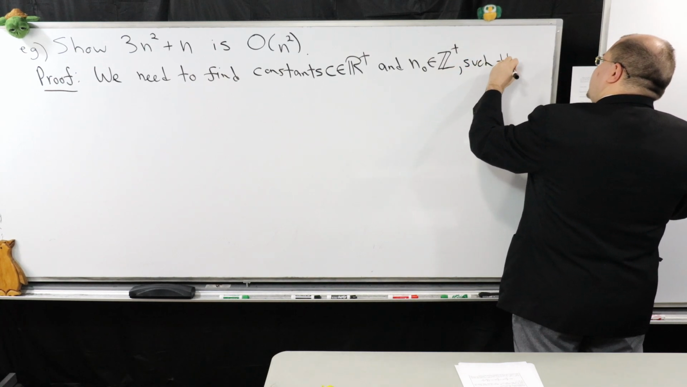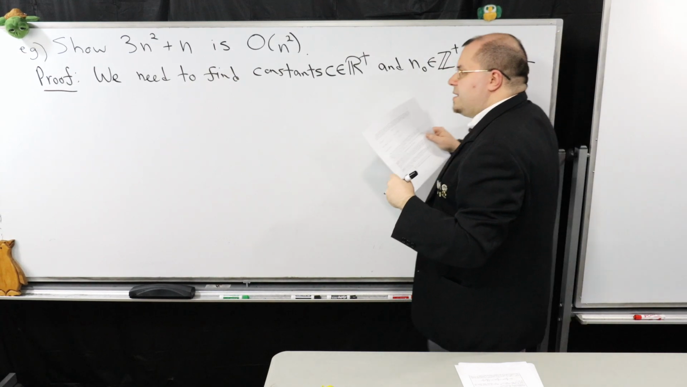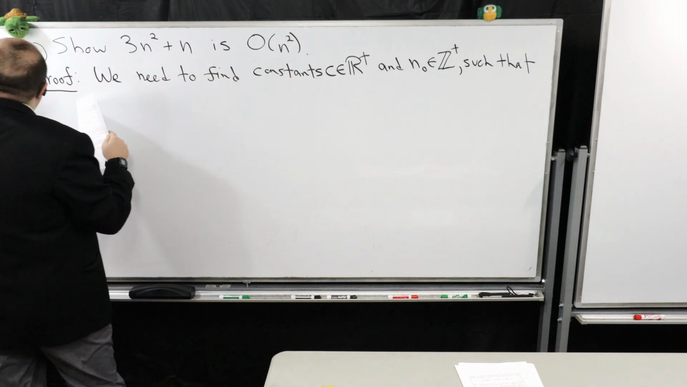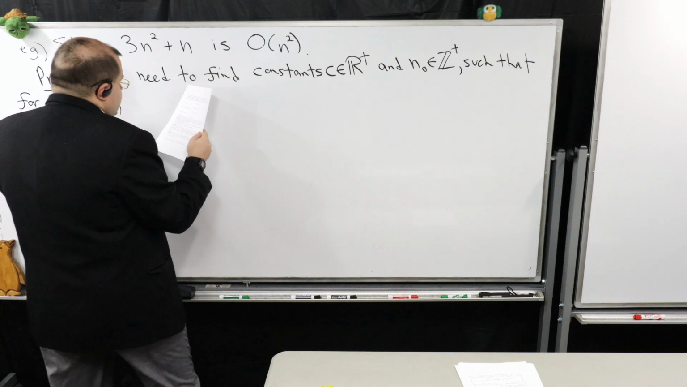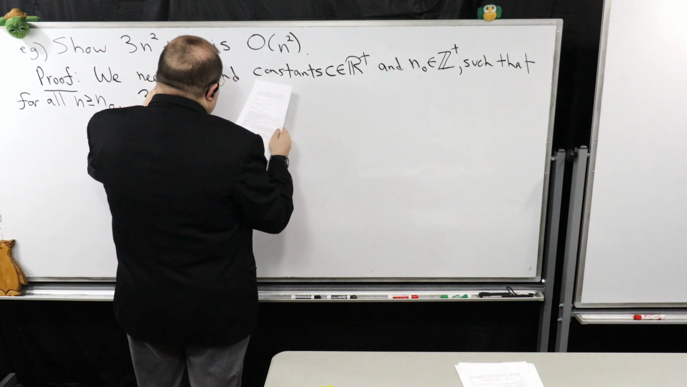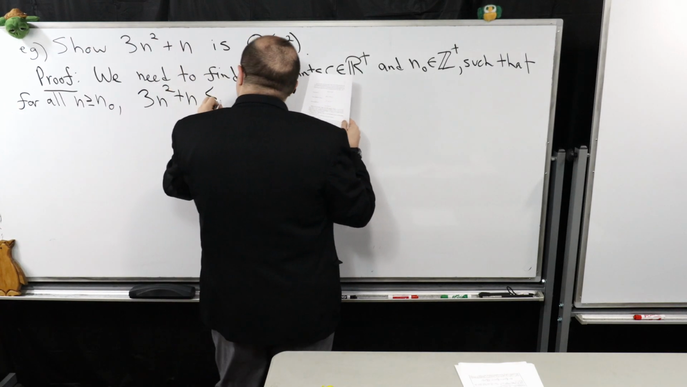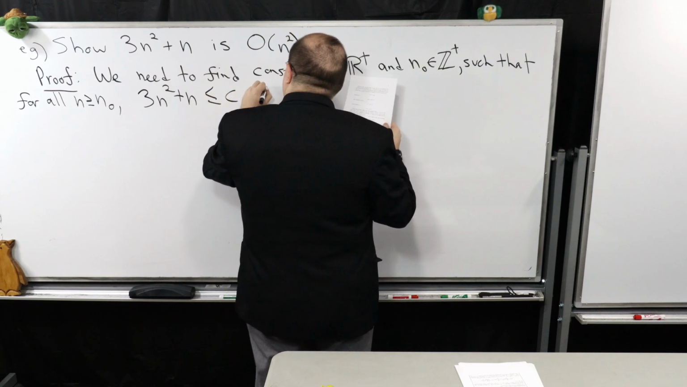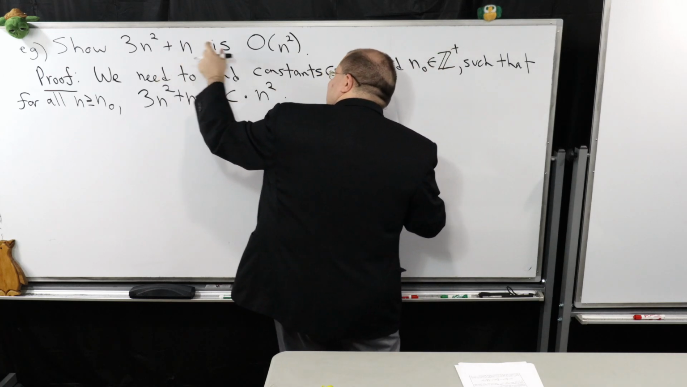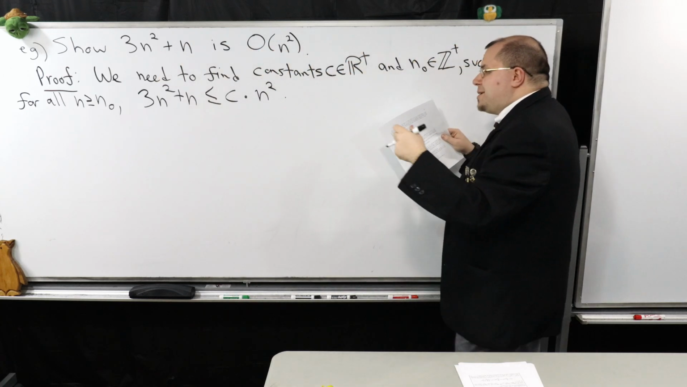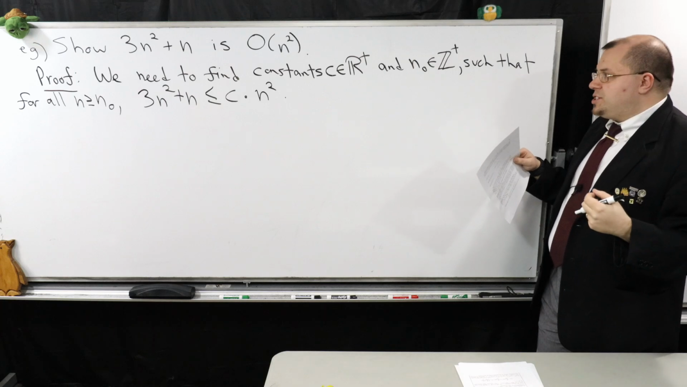Such that for all n greater or equal to n0, 3n squared plus n is less than or equal to c times n squared, right? This is my definition, where I had f and g. This is f, this is g. So I'm just substituting those into the definition.